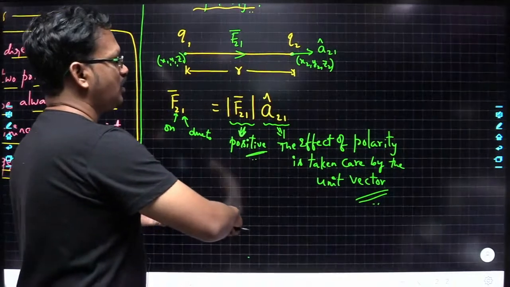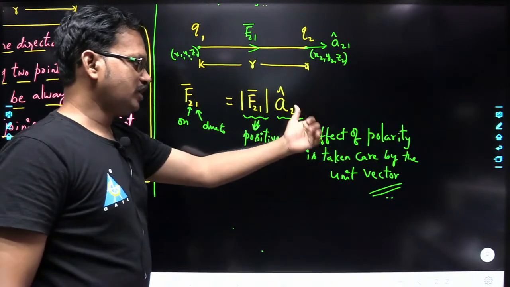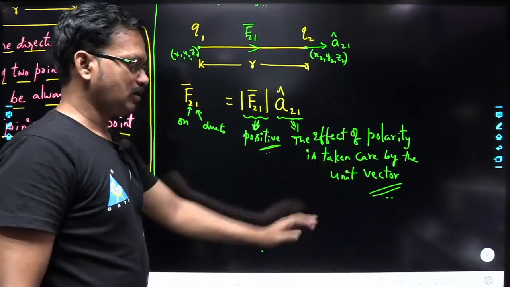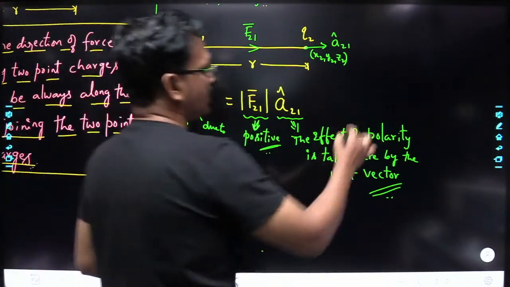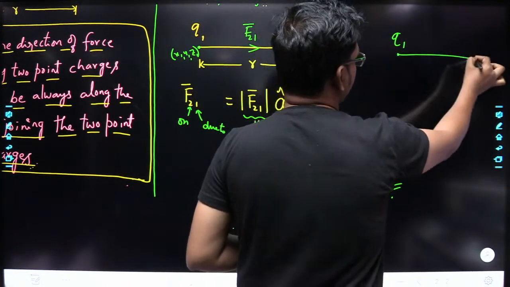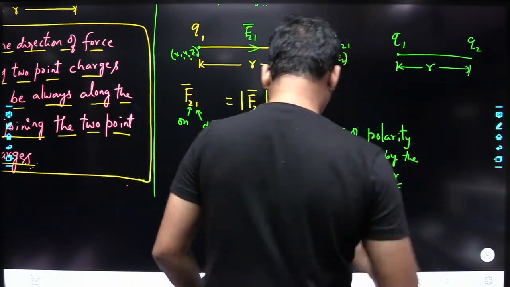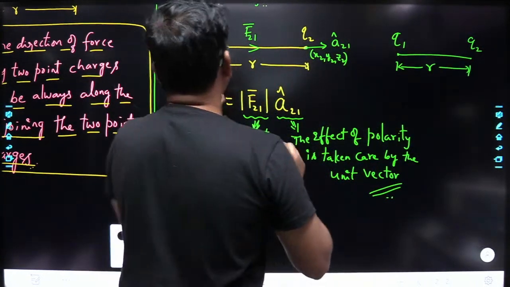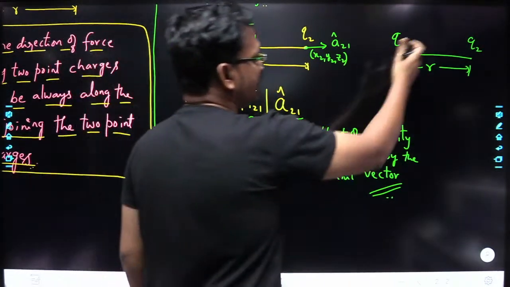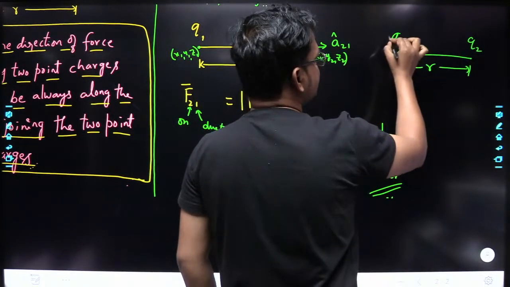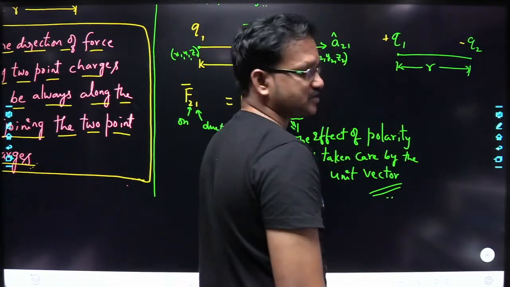Now see here, why have I set this point a cap to 1? The unit vector will take care of the polarity. Why I say this: if I take the same Q1 and Q2 separated by a distance r, in this case the polarity of Q1 and Q2 is the same. Now if I consider Q1 as plus Q1 and Q2 as a negative charge, then what will happen here?